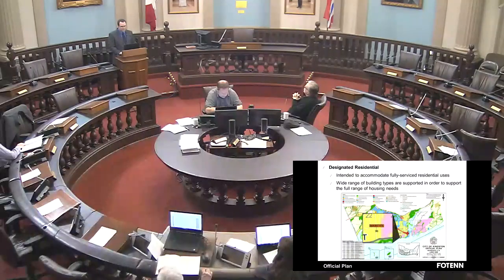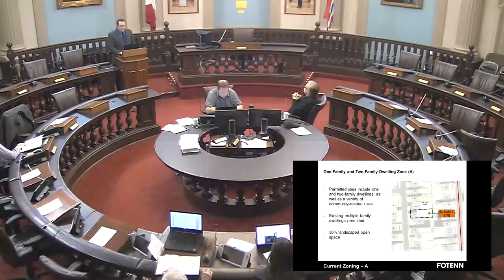So in terms of the official plan, this is a designated residential area intended to accommodate a wide range of residential uses on full services. As I noted, it's an A-zoned property, which has specific provisions for 1 and 2 unit dwellings, and it also acknowledges existing multiple family dwellings as being something that's permitted. I'm sure the folks that live in this area know better even than me how many existing multi-unit dwellings are in this area.